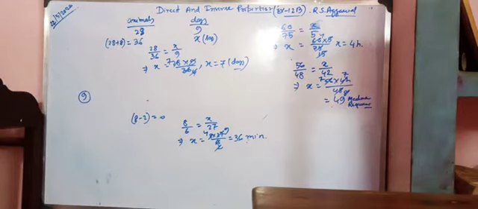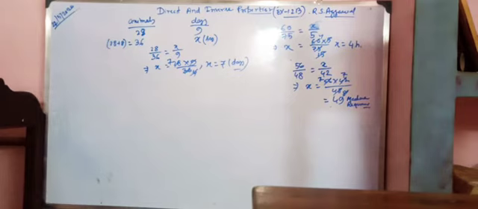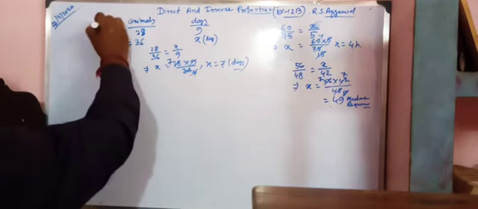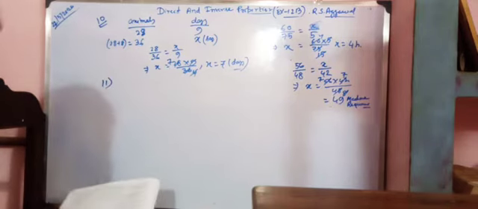Next, question number 11. A garrison of 900 men had provision for 42 days. However, a reinforcement of 500 men arrived. For how long will the food last now? For that I will provide a hint to you. Hope you will be able to solve it. Remember all of these questions are from R.S. Agarwal math book exercise 12B.